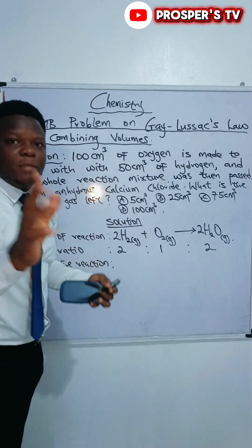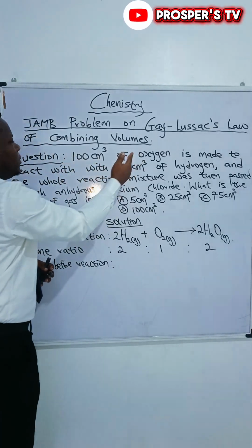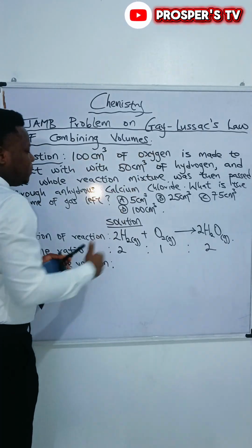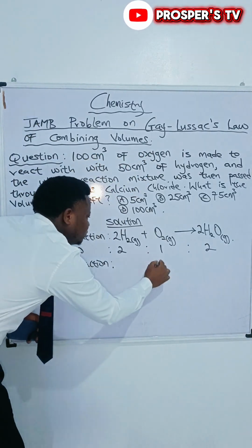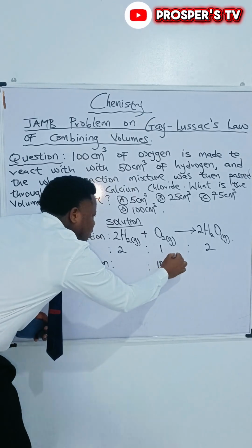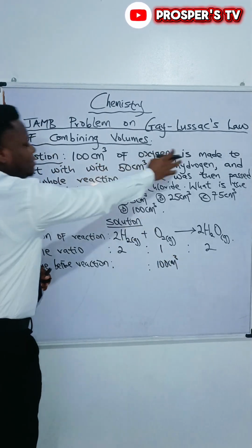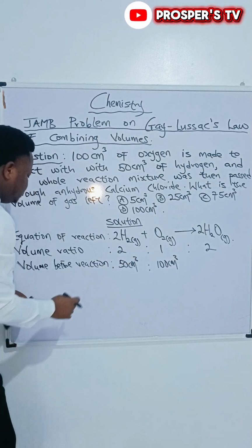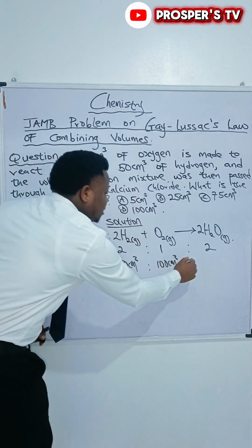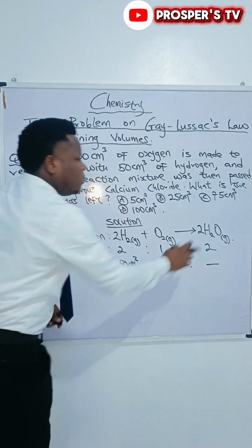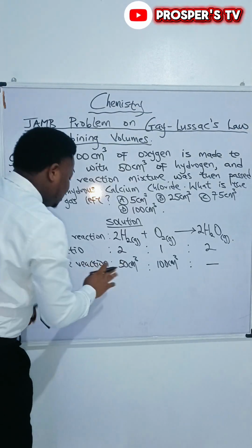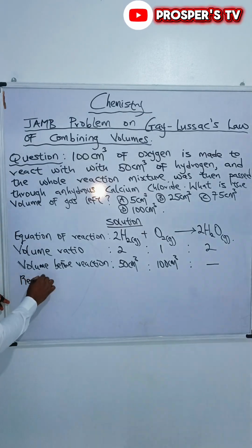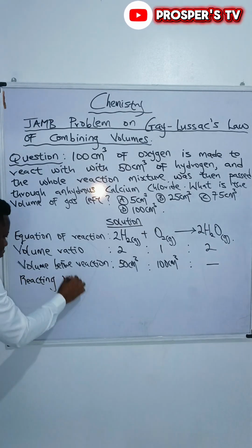Volume before reaction simply means, in the question, what was the volume of oxygen and hydrogen that were reacted? So we have 100 cm³ of oxygen, which combines with 50 cm³ of hydrogen. This is before reaction. Before reaction, we don't have any product, so your product is 0 at this stage. Now the next step you write is your reacting volume.